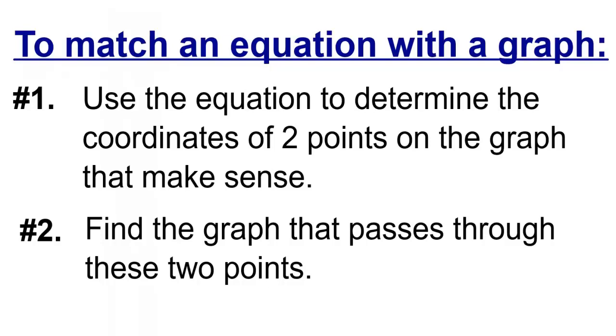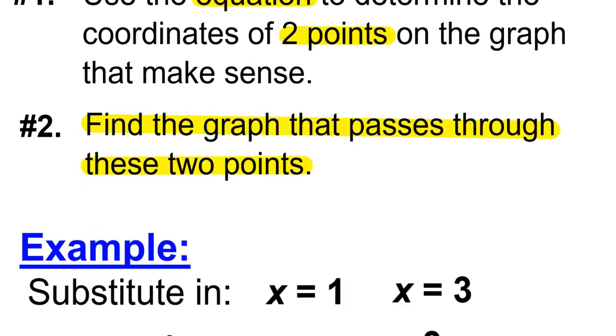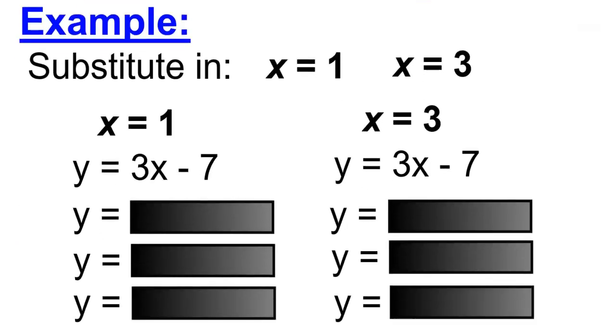To match an equation with a graph, use the equation to determine the coordinates of 2 points on the graph that make sense. Then find the graph that passes through these 2 points. Example: substitute in x is equal to 1 and x is equal to 3.